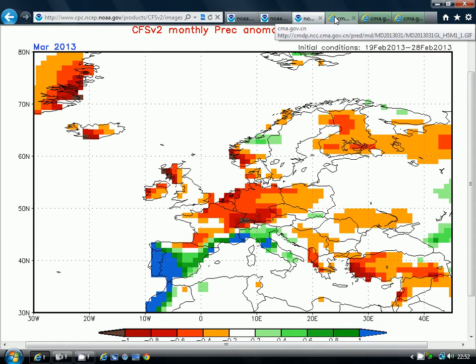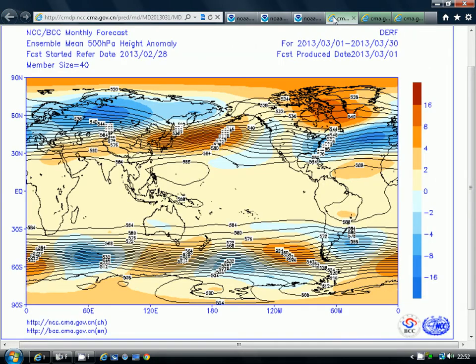So back to the model, the CFS model is really implying, I think, that we're going to have quite a mixed month, with northerly and easterly winds probably blowing in a greater than normal frequency, but there is the potential at times for somewhat warmer weather too. The Beijing Climate Center is showing a very similar sort of setup of the 500 millibar height anomalies for the month of March.